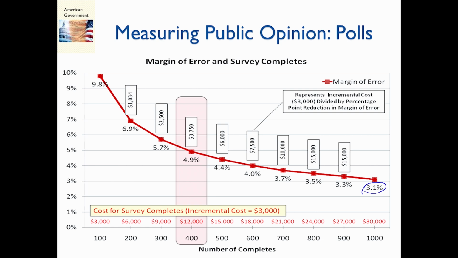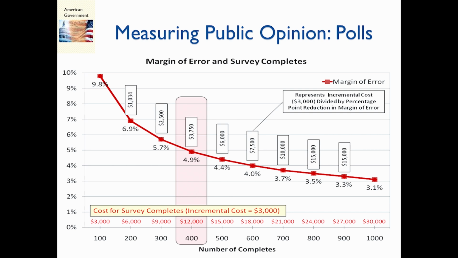So what this tells you is that you can be relatively confident within 3% of getting a certain percentage of support for a particular candidate, of support for a particular public policy. But the other thing that this graph also shows you is that as you ask for more individuals to take part in your poll, it also becomes much more expensive.